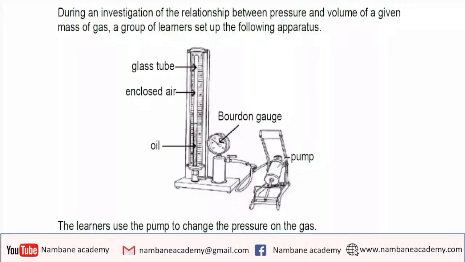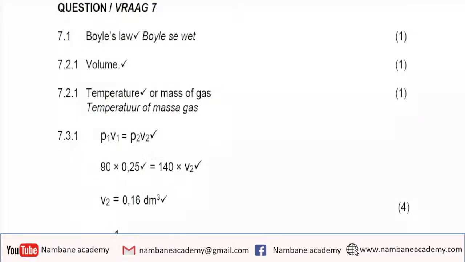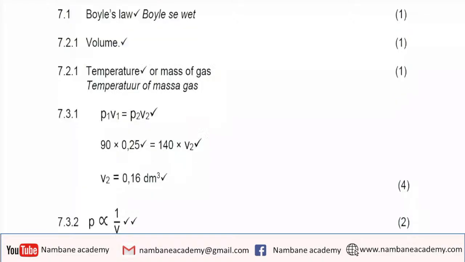7.1. Which gas law are the learners investigating? That's what is supposed to be written. Which gas law are the learners investigating, for 1 mark? And then they needed to write Boyle's law for 1 mark. And then 7.2, for this investigation, write down the dependent variable at 7.2.1. Then the dependent variable will be the volume of the gas.